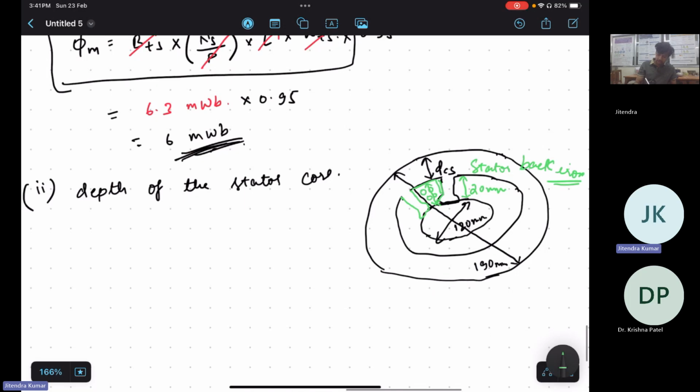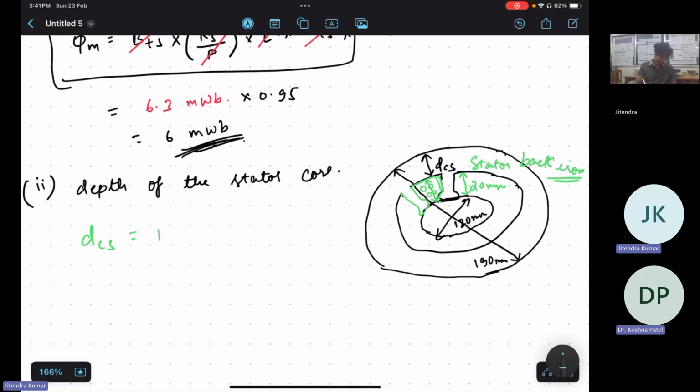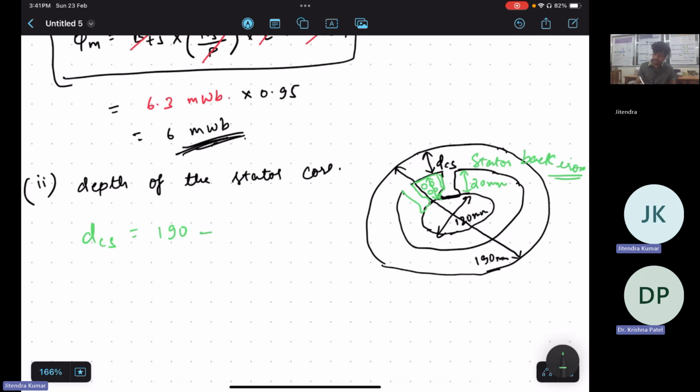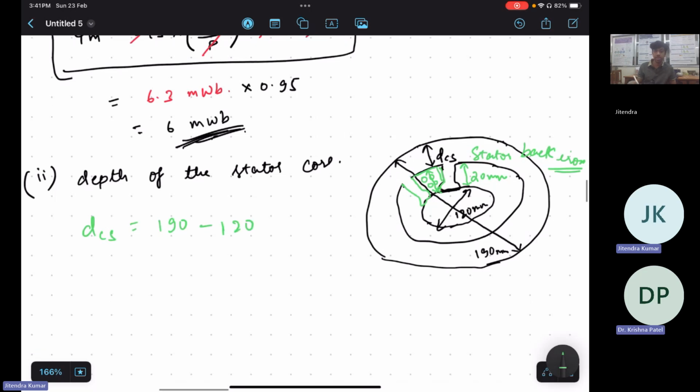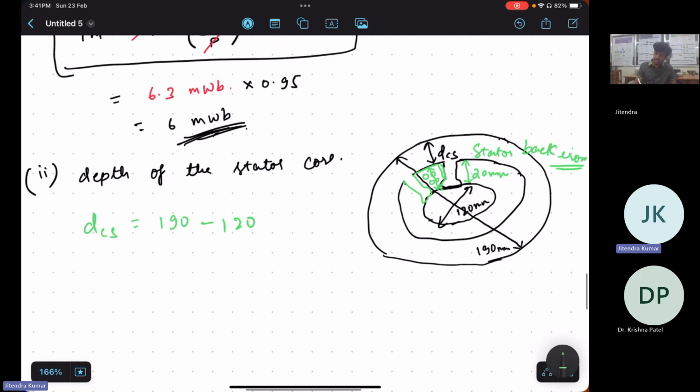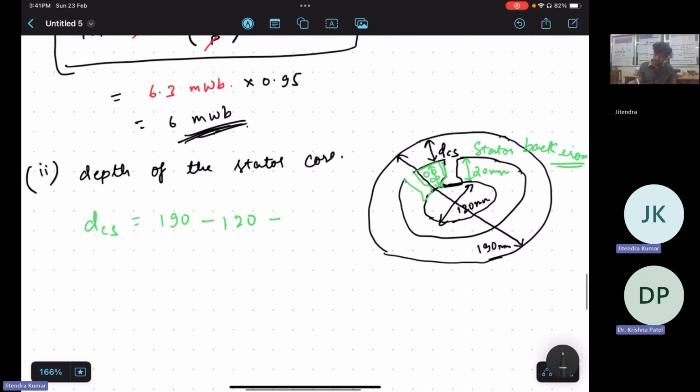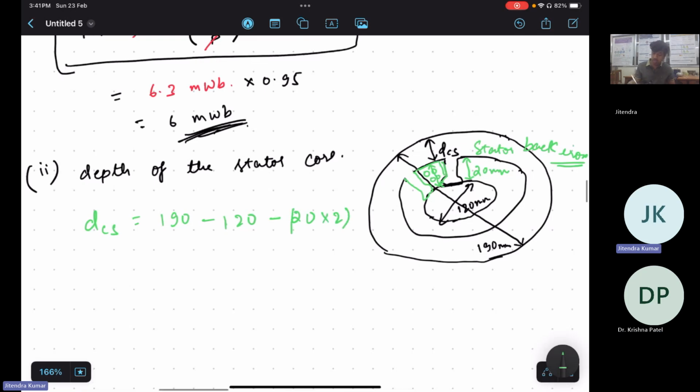So now we can calculate DCS will be equal to the stator outer diameter, that is 190 mm, minus the stator bore diameter, 120 mm, minus the slot depth, that is 20 mm. But here we are dealing in terms of diameter, so we have to multiply with 2, and also divide by 2. Why do we have to do like that?